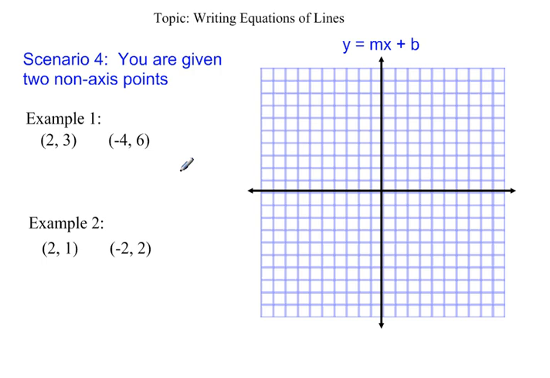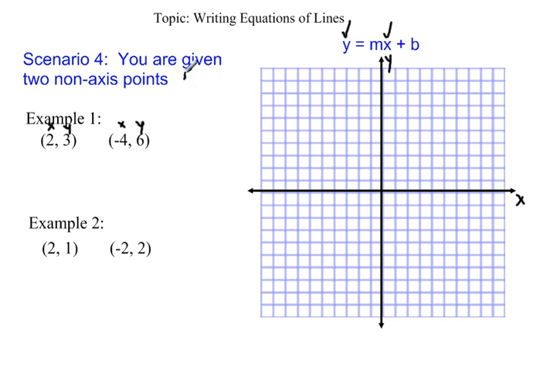And your last scenario on this is, let's say you are given 2 non-axis points. Now what I mean by non-axis is that they don't fall on the y or the x-axis. So you have a couple of x's and y's, and I can use either one I want. So I have this, but I don't have m and I don't have b. That's where it gets a little more interesting.